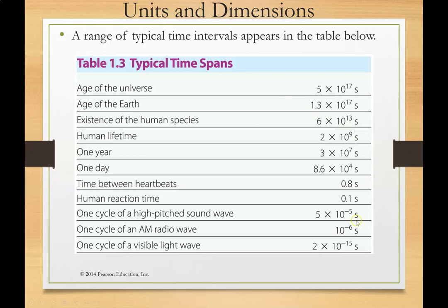Here are some typical time frames. If you look here, 1 day has 3.6 times 10 to the 4th seconds in it, whereas the time between your heartbeats is less than a second. Your reaction time, which we'll talk about later as well, is even less. It's only 1/10 of a second.